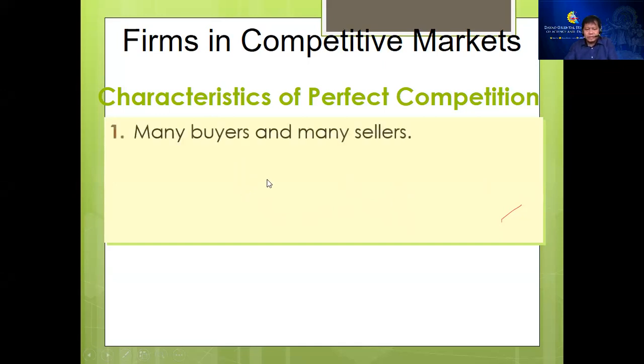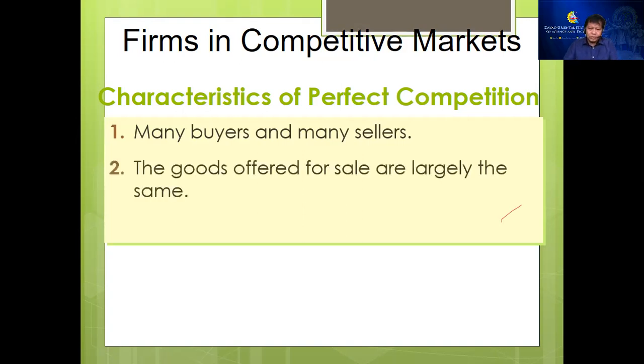Meaning to say, in a perfect competition or in a competitive market, the players in the market are many buyers and many sellers. So anybody can sell any products, and anybody can buy. No one is controlling the market. No one is controlling the buyers, and nobody is controlling the sellers. So this is a free market. The goods offered for sale are largely the same.